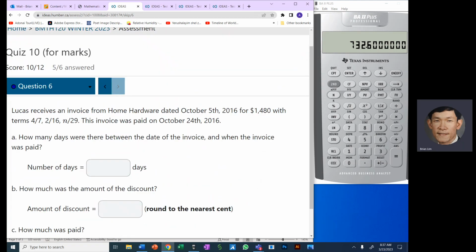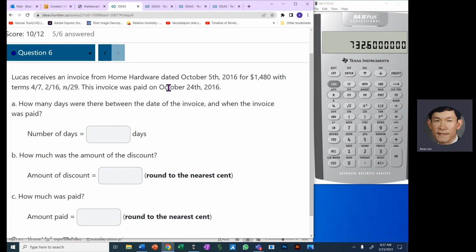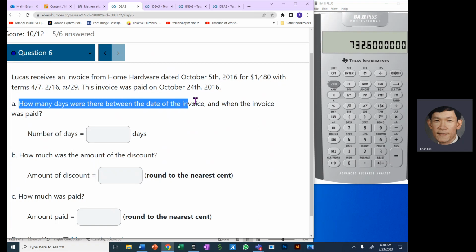All right, so let's do one more. So Lucas receives an invoice from Home Hardware dated October the 5th, 2016 for $1,480 with terms 4% if paid within 7 days from the date of the invoice, 2% discount if paid after 7 days, but within 16 days from the date of the invoice, and net if it's paid after 16 days, but it must be paid within 29 days from the date of the invoice.